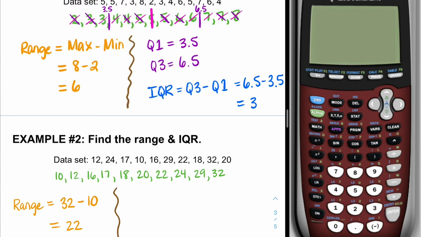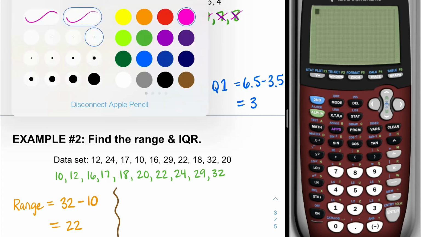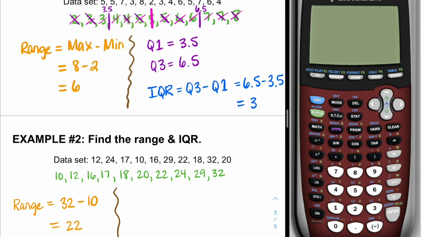In order to find the quartiles, I need to split this up into 2 halves. So I'm going to find my median. I'm going to cross out from left to right. We see we end up having 2 numbers in the middle. So I'm going to mark my median here. That separates the lower half from the upper half.